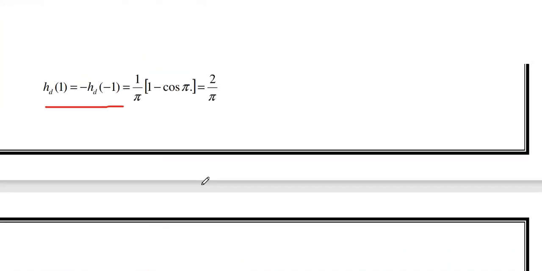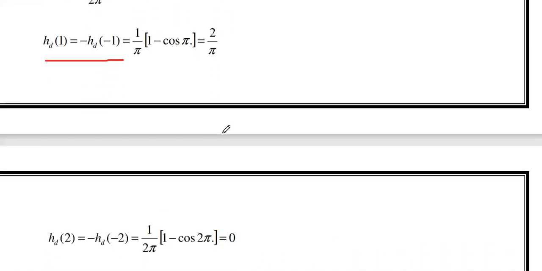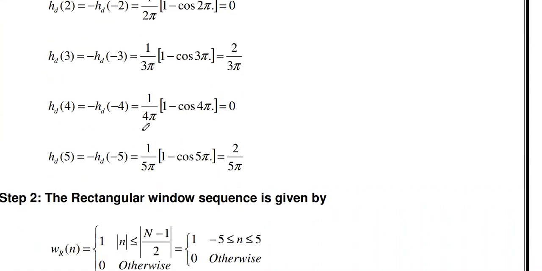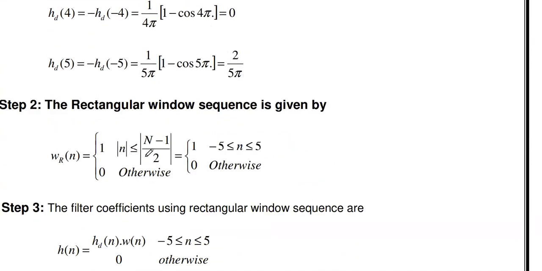Okay, so we calculated these coefficients. The 11 coefficients, HD of 0, 1 and minus 1, 2 and minus 2, 3 and minus 3, 4 and minus 4, and 5 and minus 5, we calculated. So the first step is over. And the second step, we are going to solve this problem using two windowing techniques. The first one we are going to use is the rectangular window.